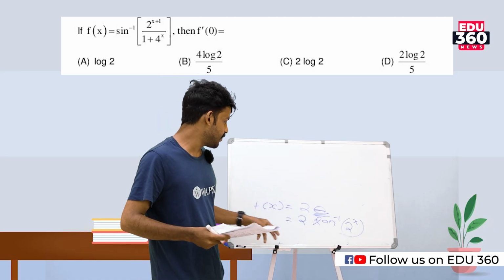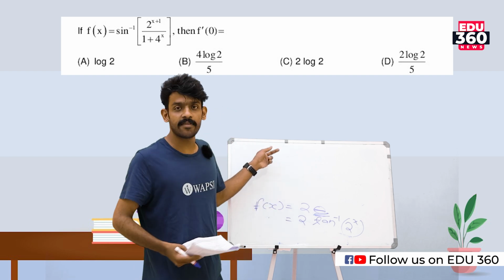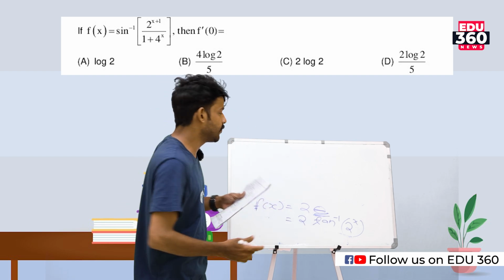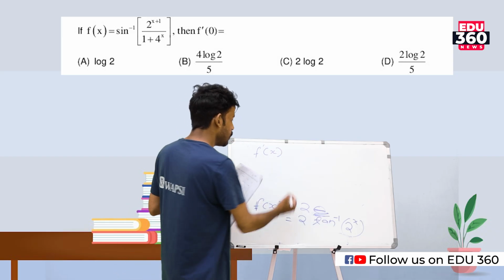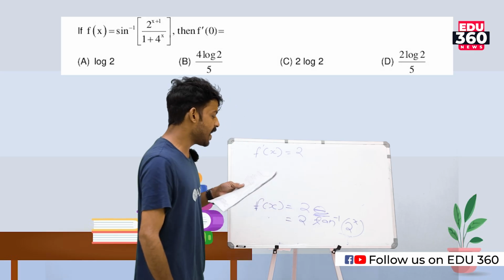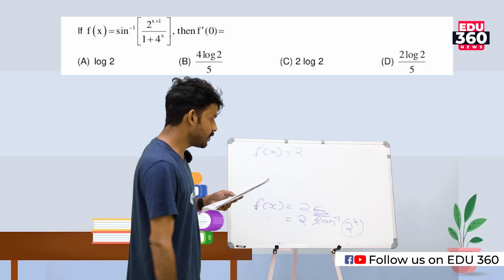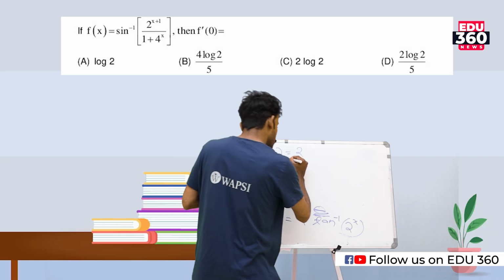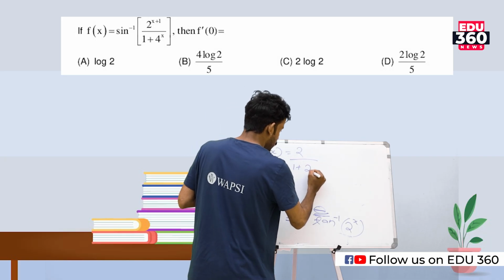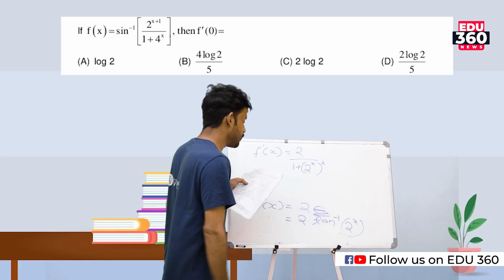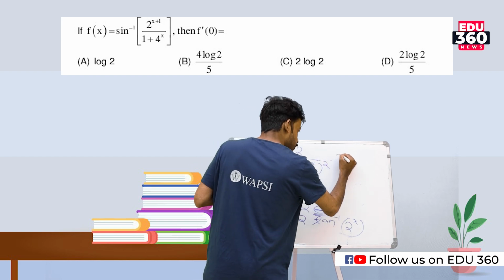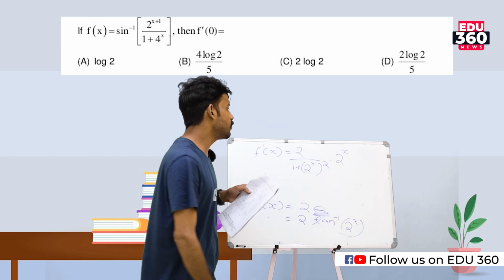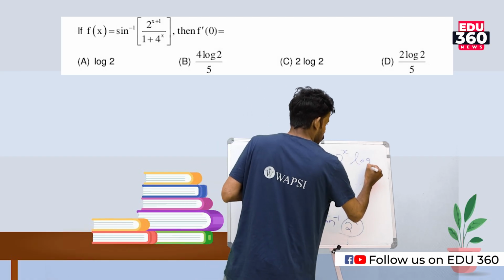So f dash of x, the first derivative, is equal to 2, which is constant, into the derivative of tan inverse 2 raised to x. So that is 2 divided by 1 plus 2 raised to x the whole square, into 2 raised to x log 2.